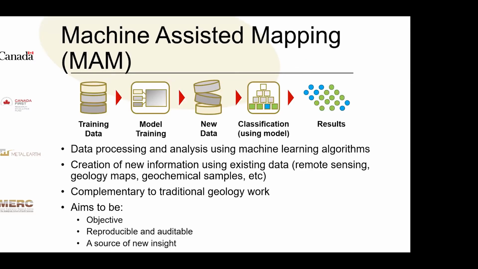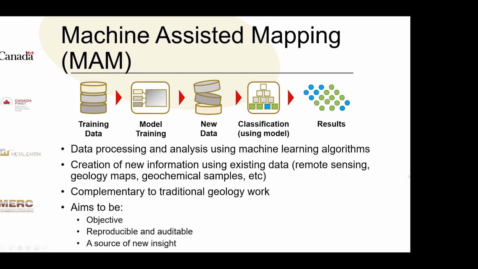This brings me to the idea of machine-assisted mapping or remote predictive mapping. Effectively, what happens with machine-assisted mapping is that we take areas of known mapping, say from the government survey. We train an algorithm to recognize a pattern in geophysics or geochemistry which is associated with every rock type. Then we use that newly created machine learning model to classify rocks under cover or under lakes, or even to reclassify areas which have already been mapped.